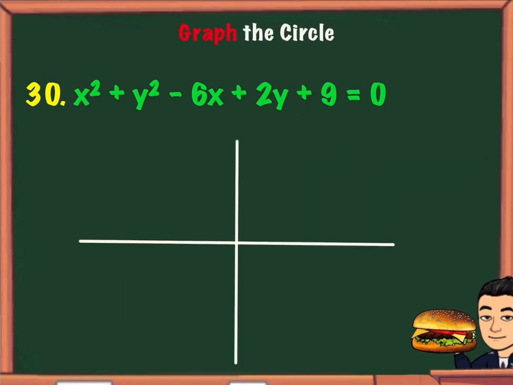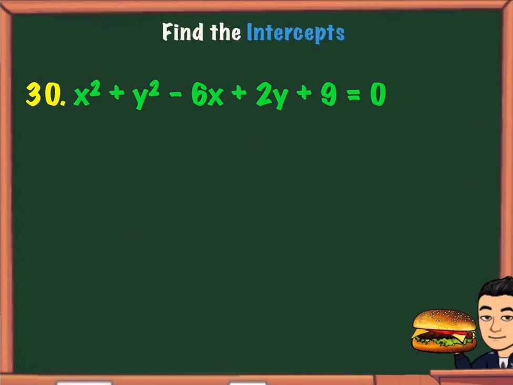Now I'm going to show you how to graph it. First of all, you want to plot the center, 3, comma, -1. This is the radius, which equals 1. And here, this is the circle. So now we're going to find the x and y intercepts. I'm going to use the standard form to help us out.